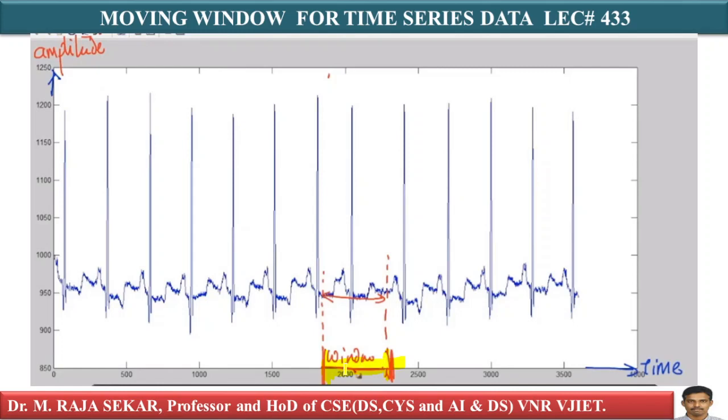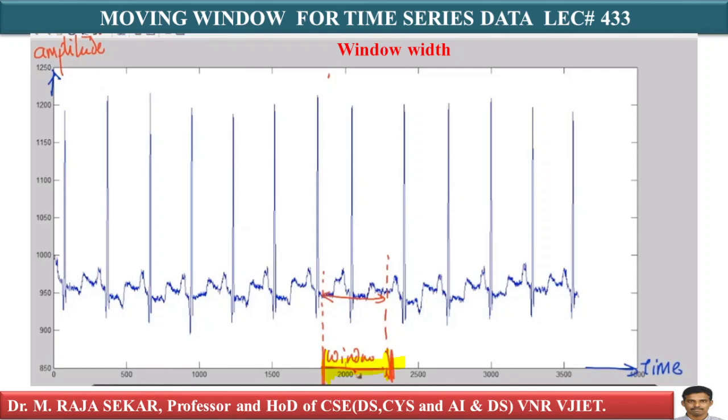It is a snapshot of time. It might be something like 1,000 units. It is called the window width. What does it mean? If you have a wider window, then you will get more signal. If you have a shorter window, then you will get a smaller amount of data.